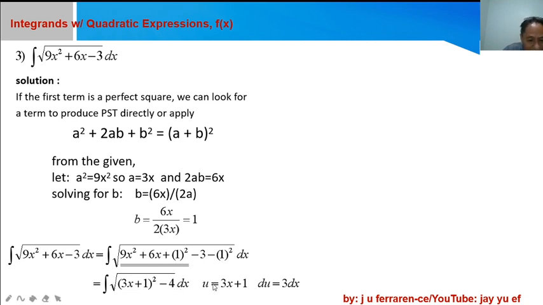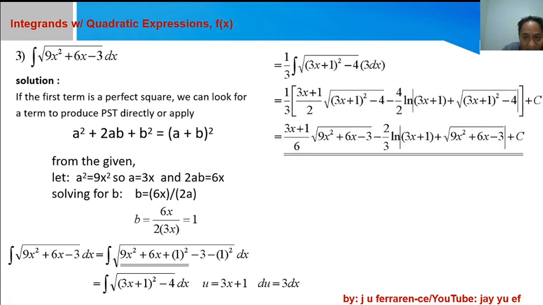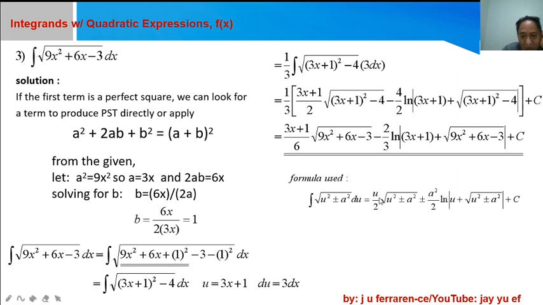Our u, before the formula will be used, is 3x plus 1. The du is 3dx. So meaning, our given is lacking a constant factor of 3. And we can neutralize with 1/3. And I can apply the formula which is this one. So we have u over 2, the square root of the given, or the given itself. So we have 1 over 3.